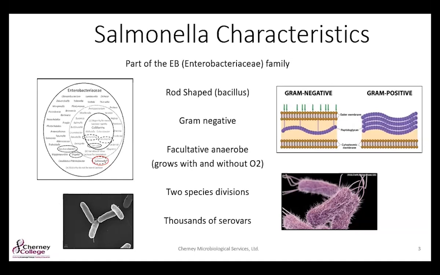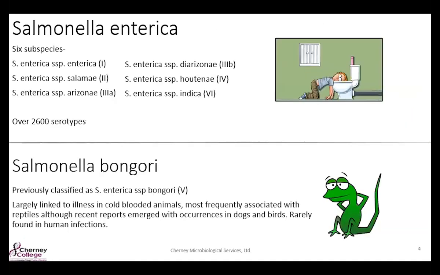The Salmonella bacteria is divided into two different species, and although it just has two species, it's got thousands of different serovars, which we'll get into here in a minute. So those two species that I had mentioned are Salmonella enterica and Salmonella bongori. Salmonella bongori is usually linked to illnesses in cold-blooded animals, most frequently associated with reptiles, and rarely found with human infection. So it's not one that we discuss all too often. We're much more concerned with Salmonella enterica.